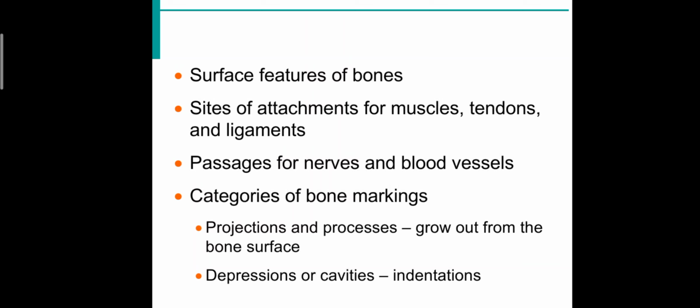Surface features of bones: sites of attachments for muscles, tendons, and ligaments, passages for nerves and blood vessels. Categories of bone markings: projections and processes that grow out from the bone surface, depressions or cavities, indentations.